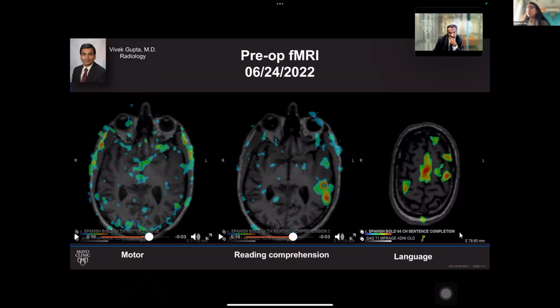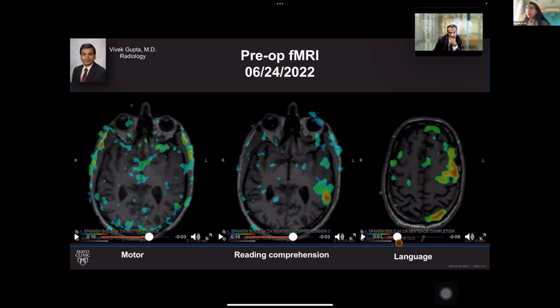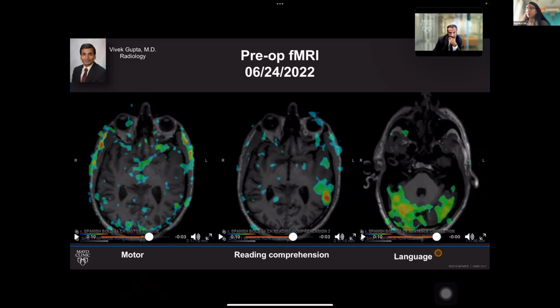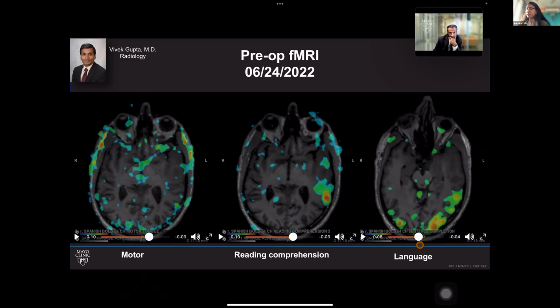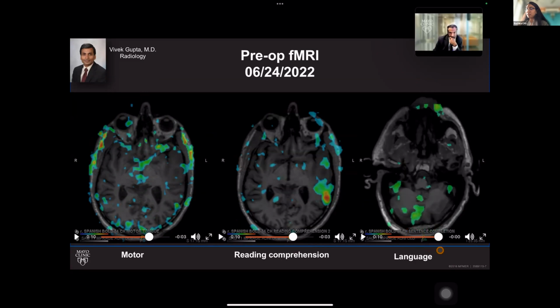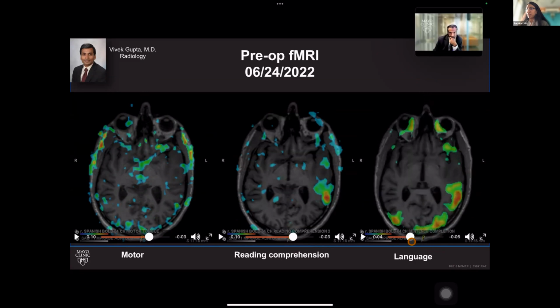So we know there's a distance between the lesion and that center. And here he was asked to complete sentences. Again, right here, we can see that this is the lesion and this is the center that lights up. So we know the lesion is at a distance.